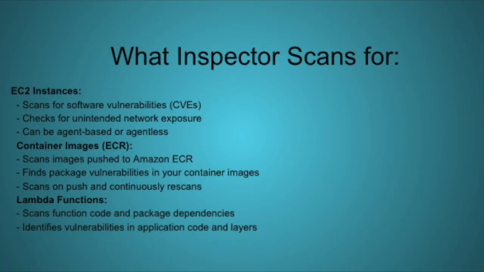So Inspector scans three main things: EC2 instances, so it scans for software vulnerabilities, checks for unintended network exposure, and can be agent-based or agentless. Container images, which scans images pushed to Amazon ECR, finds package vulnerabilities in your container images, and scans on push and continually rescans. And then Lambda functions, scans for function code and packaging dependencies, and identifies vulnerabilities in application code and layers.